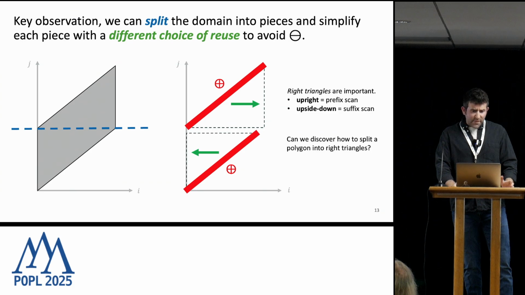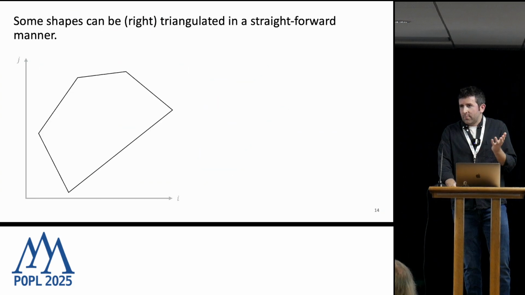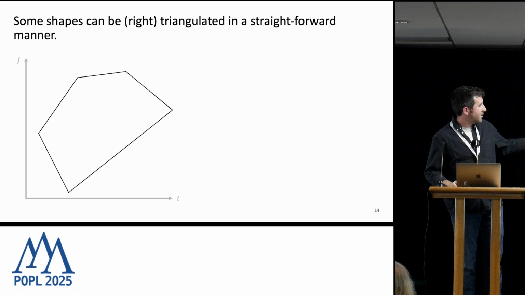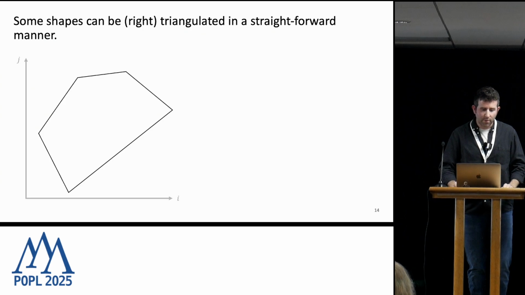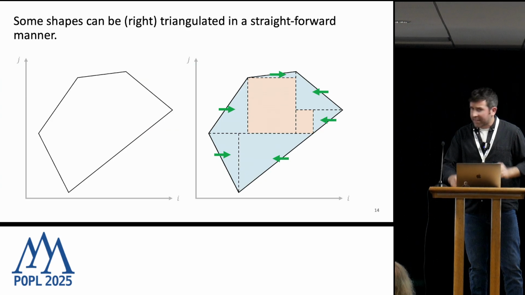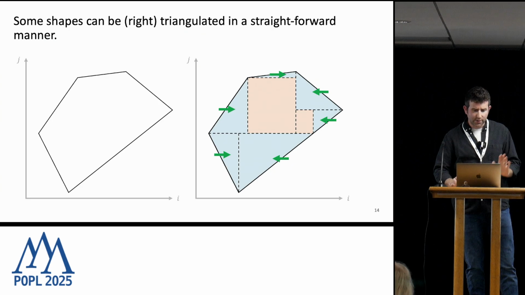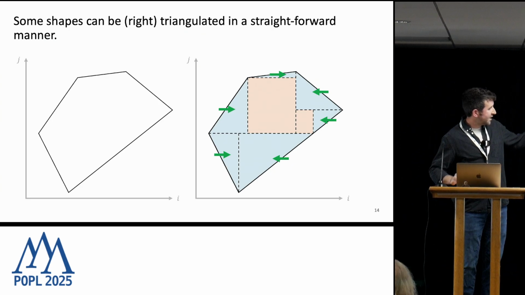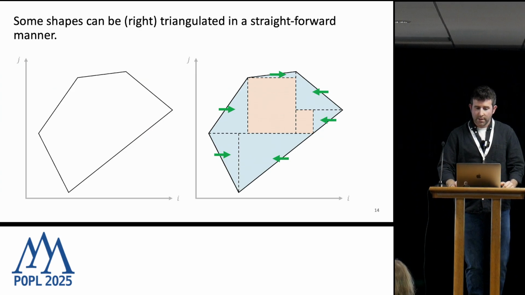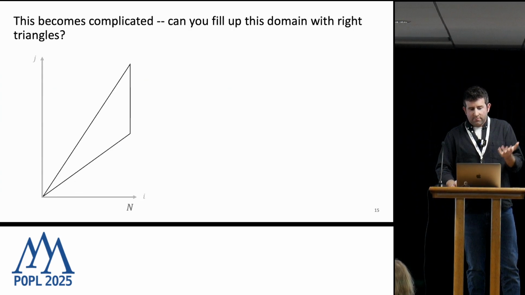And of course we can. Triangulation, we do this all the time, right? So some shapes, just to pass the intuition, can be right triangulated in a super straightforward manner. We can split this shape into right triangles like this, and every rectangle you can think of as two right triangles, so just forget those for now. But the whole point is, now we have these pieces, and we can simplify each piece with a unique choice of reuse. But this becomes complicated.